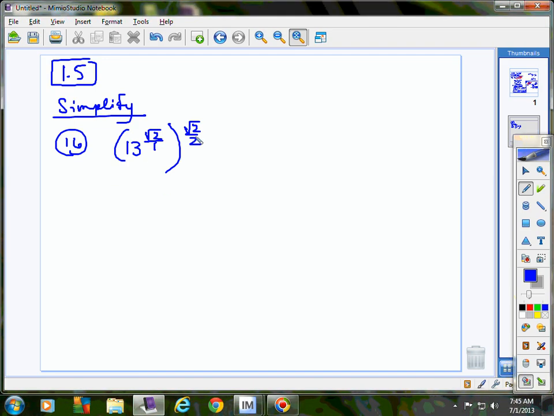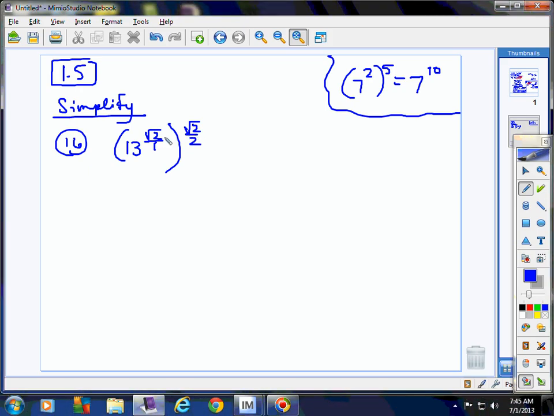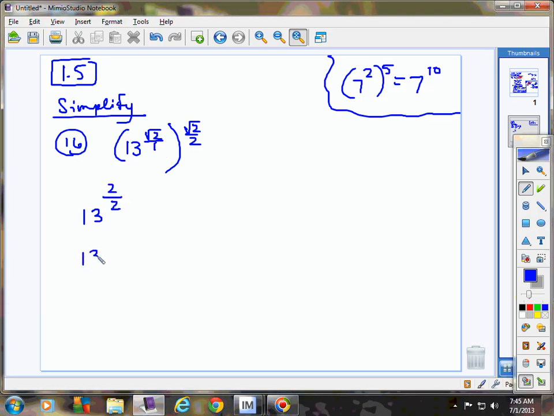Anytime I've got a power to a power, I multiply my powers. If I had 7 squared to the 5th, that's 7 to the 10th. That raised to that times that is going to give me my new power. So the square root of 2 times the square root of 2 is the square root of 4, which is 2. And then 1 times 2 is a regular 2. And that reduces, right? So my final answer is 13.